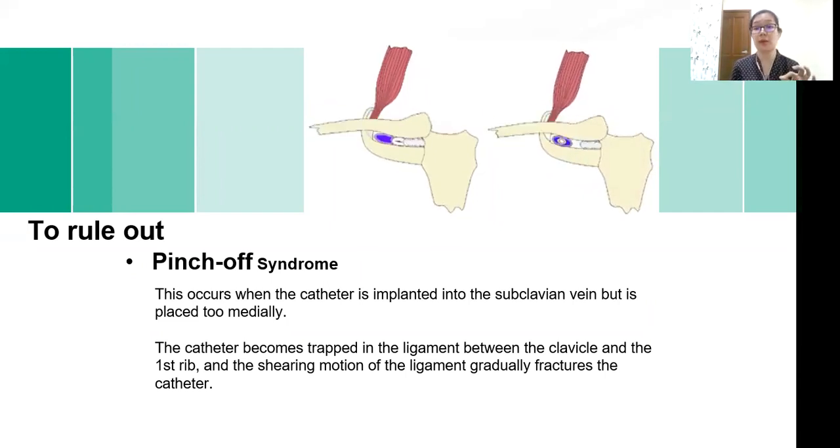So you're unable to aspirate blood backflow or push in saline. But when you ask the patient to move the shoulder, turn the neck, and while moving with these different positions and angles, then you're able to draw blood and push in saline, and then you can be sure this is due to pinch off syndrome but not occlusion. Okay.